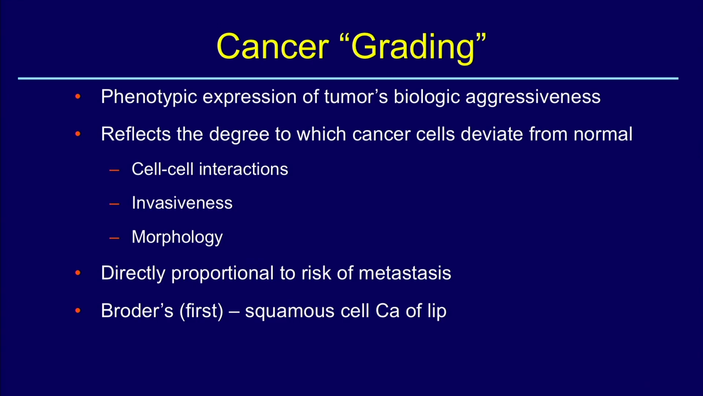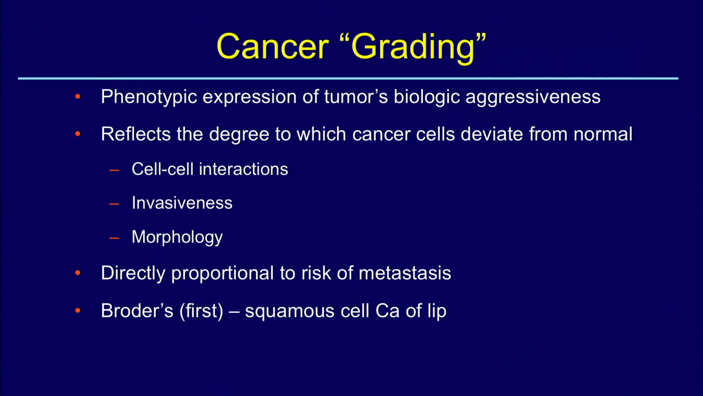The grade of a tumor is really the phenotypic expression of a tumor's biologic aggressiveness. What we see especially reflects how it is expected to act. It reflects the degree to which the cancer cells deviate from normal, using that as a reference, in terms of cell-to-cell interactions, their invasiveness, and their overall morphology. And they're directly proportional to the risk of metastasis, therefore reflects the biologic aggressiveness.